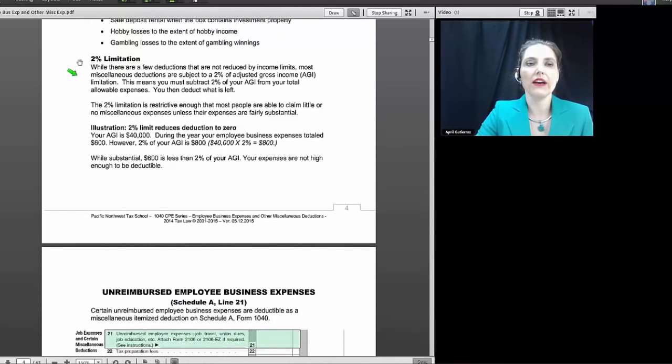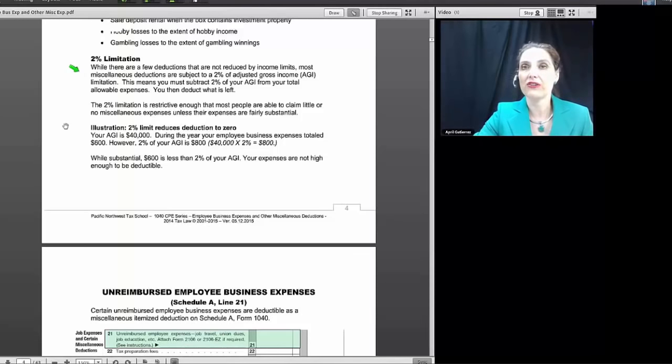And we're going to move on now to talk a little bit about the 2% limit. Well, there are a few deductions that are not reduced by income limits. Most miscellaneous deductions are subject to that 2% of adjusted gross income limit. And what that means is that you take all of your income from the front page of the 1040 form, you figure your adjustments to that income, and you get a total number called your AGI. You're going to take that AGI, multiply it by 2%, and whatever number results, you don't get to deduct that number. So you take your miscellaneous itemized deductions that are subject to the 2% limit, you subtract that number out, and if you have anything left, you get to deduct it.